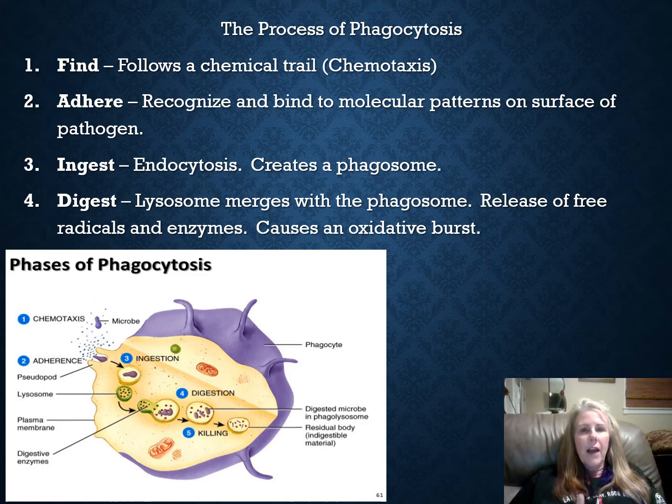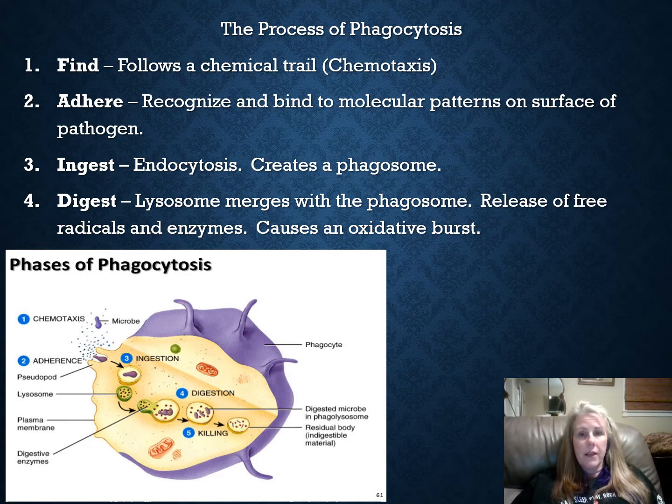Now, how does the macrophage know where the bacteria is? How does it know where to go? Because macrophages can move around in and out of tissues throughout our body. What they do is move towards that pathogen. They will follow a chemical trail, and we call that chemotaxis. So the process by which a macrophage finds the bacteria or another pathogen is by chemotaxis. It follows a chemical trail.